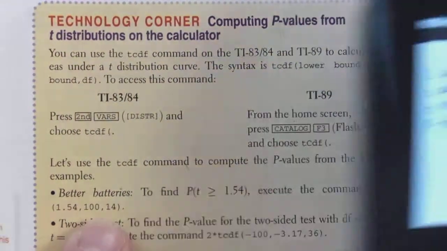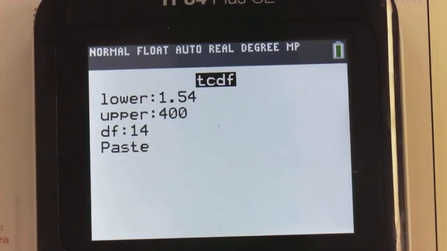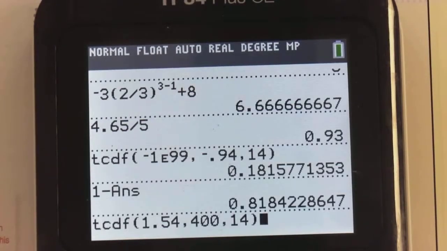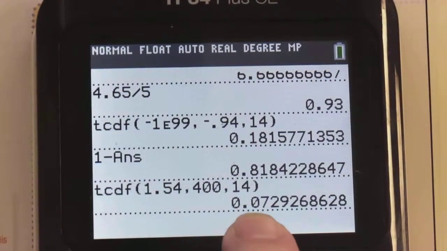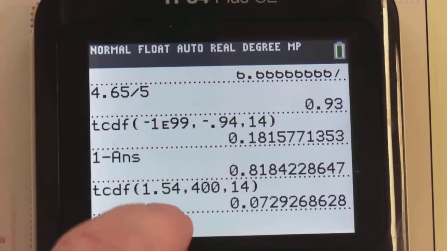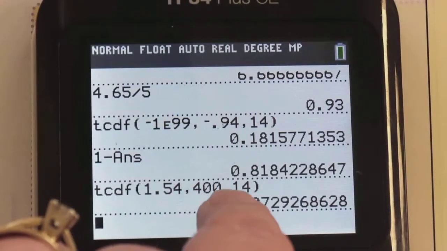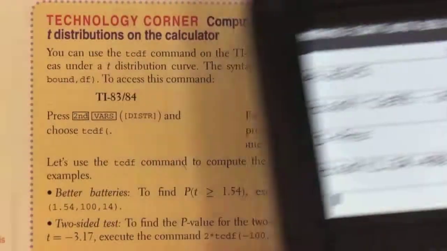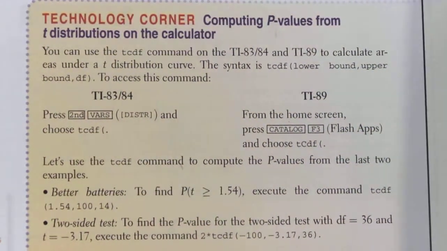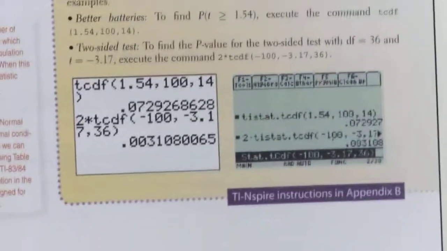And then 14, because our degree of freedom is 14, since our sample size was 15. That's right. So there you go. And this is the area to the right or left? To the right. This is a t-distribution, right? Because we told it the lower bound at 1.54 and the upper bound 400, it's giving us everything to the right. That's what's nice about using it on your calculator. So that's how to find the area really quickly.